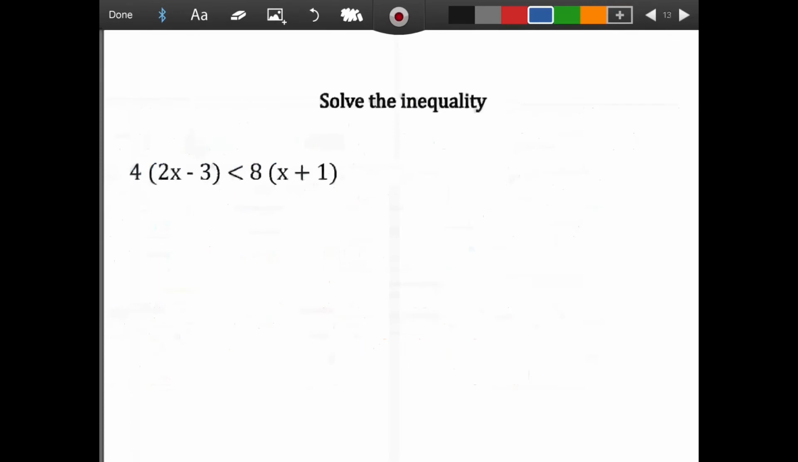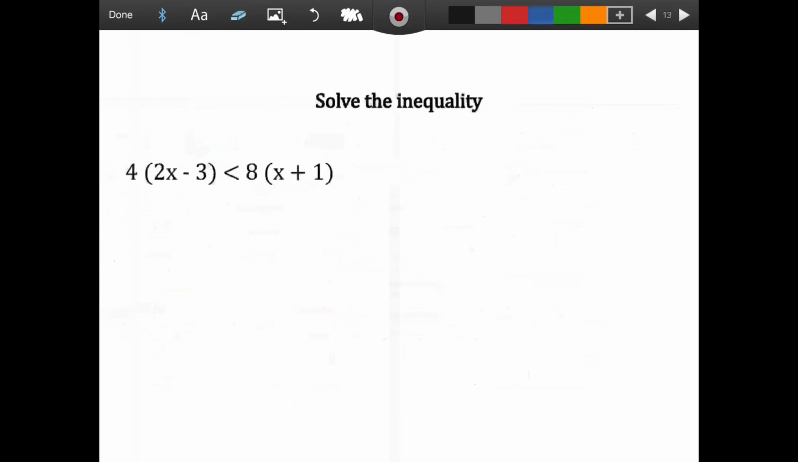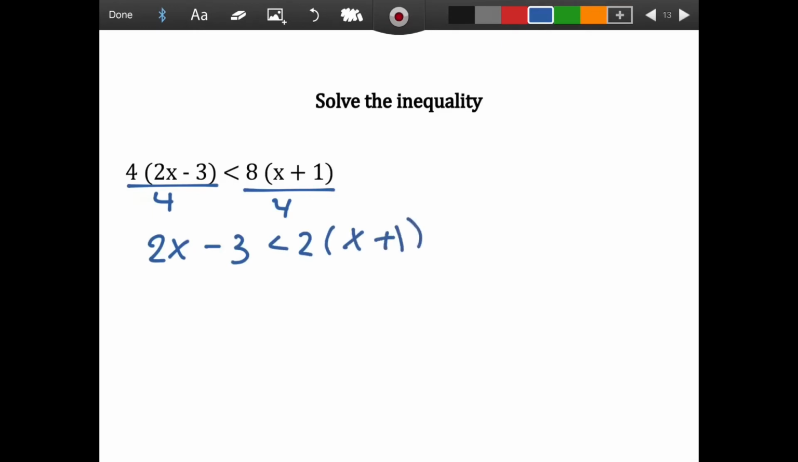Another example, solve the inequality. We have 4 times 2x minus 3 is less than 8 times x plus 1. Notice right away we can divide both sides by 4. When we do that, we have 2x minus 3 is less than 2 times x plus 1. So right away, that just makes our numbers a little bit easier to work with. Next, we have to distribute this 2. When we distribute the 2, we have 2x minus 3 is less than 2x plus 2.